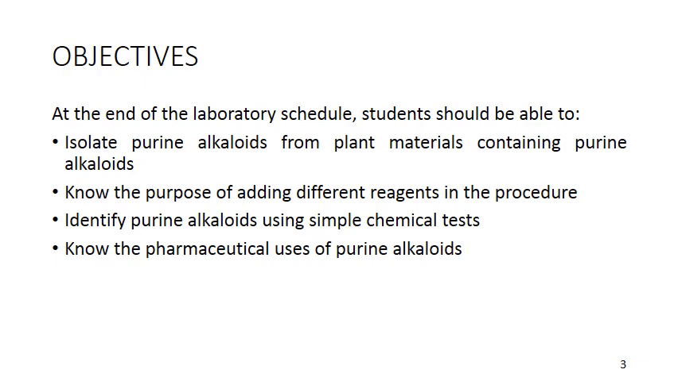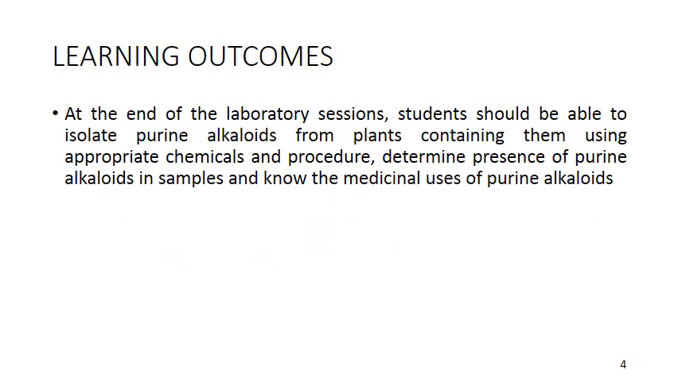You should be able to isolate purine alkaloid from plant materials containing them. You should know the purpose of adding different reagents in the procedure. You should be able to identify purine alkaloid using simple chemical tests and to know the pharmaceutical uses of purine alkaloids. At the end of the lab session, students should be able to isolate purine alkaloids from plants containing them using appropriate chemicals and procedure, and identify presence of purine alkaloids in samples and know their medicinal uses.